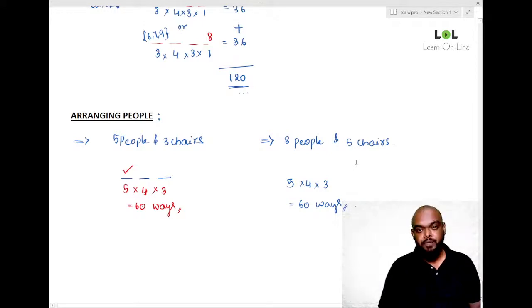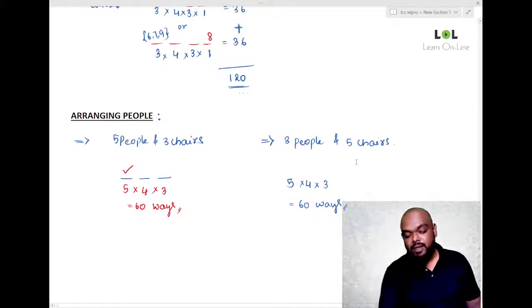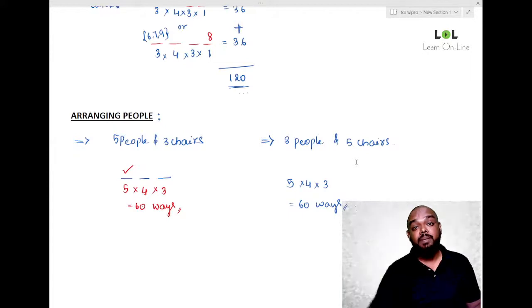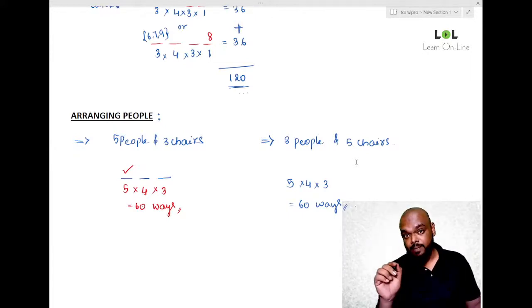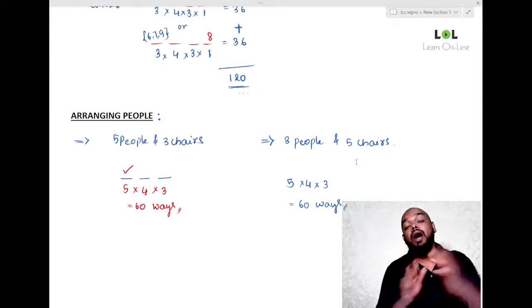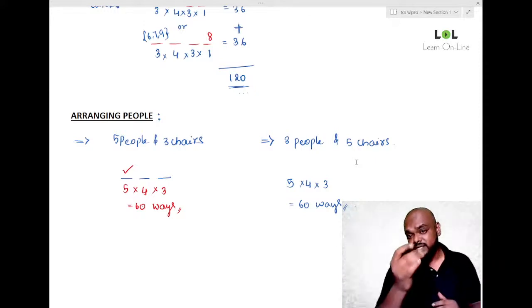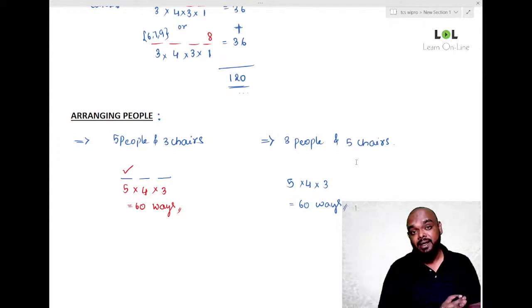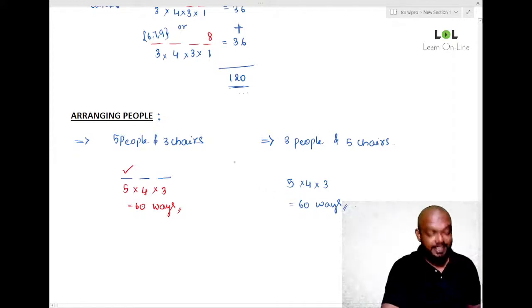I'm repeating this point one more time. Listen to me carefully. What is the question here? There are 5 chairs, but there are only 3 people. 5 chairs are inside the classroom, 3 people are waiting outside. When the first person comes inside, 5 chairs are available for him. Now one chair is occupied, still 4 chairs are available. When the second person comes inside, he can sit in 4 ways. Now the third can sit in 3 ways. That is my answer.